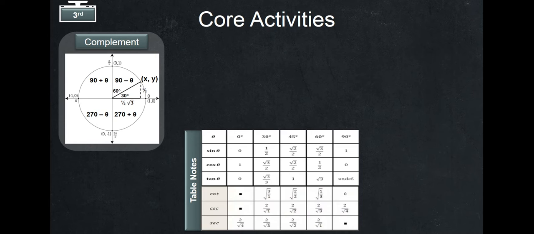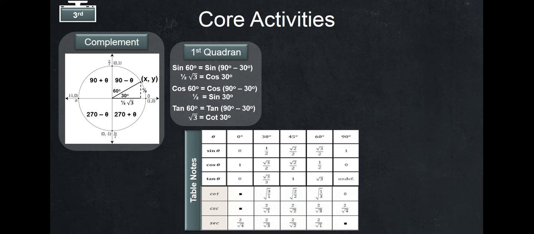In quadrant 1, the formula used is 90 minus theta. In quadrant 2, the formula used is 90 plus theta. In quadrant 3, the formula used is 270 minus theta. In quadrant 4, the formula used is 270 plus theta.